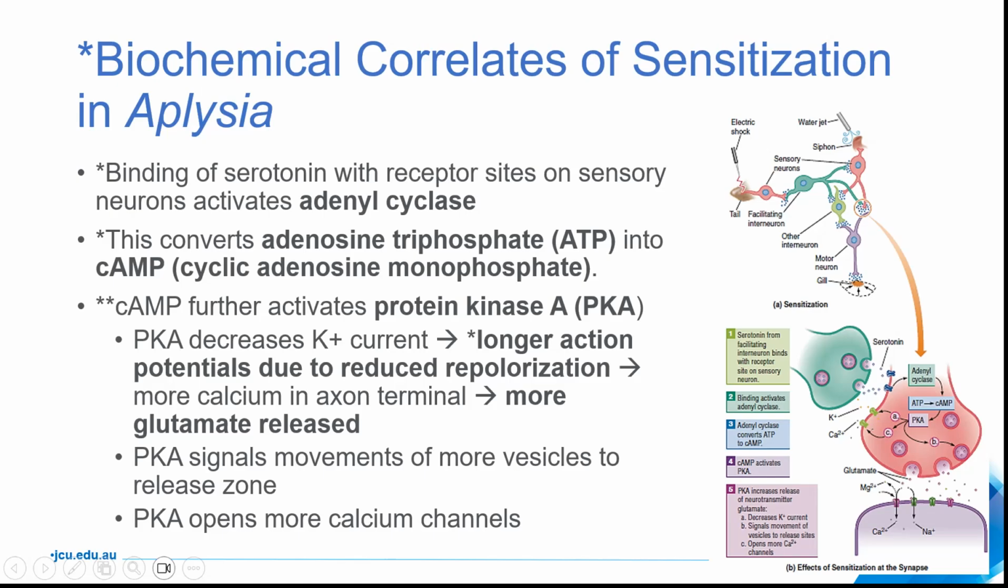PKA does a lot of things. It will lead to shorter repolarization. That's our quiz one, so I won't elaborate more, because some of you haven't taken it yet. But with reduced repolarization, more calcium enters the terminal, which produces more vesicles, and ultimately more glutamate gets released. So the end product, why we get sensitization, is more glutamate release at our motor neuron. We become more responsive, more reactive. Always remember PKA at the end.